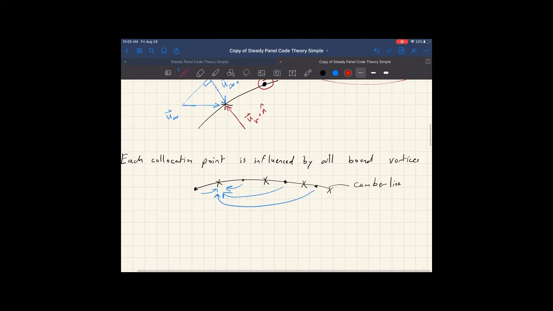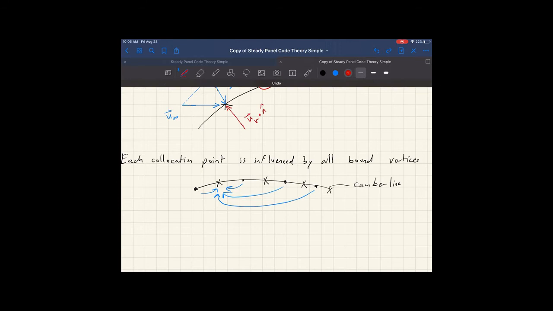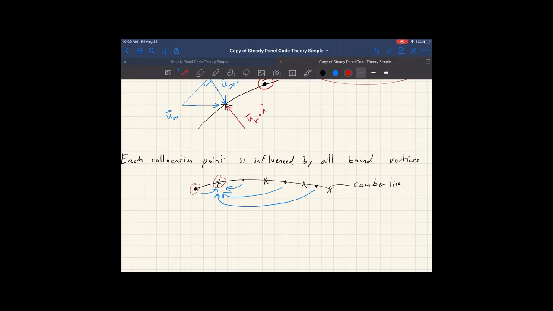So assuming that we are looking at this collocation point and we want to enforce the no flow through boundary condition on this collocation point, we basically have to consider the fact that each collocation point, or this collocation point, for example, is influenced by all the bound vortices on your wing.